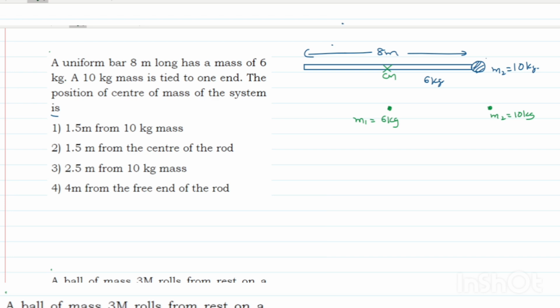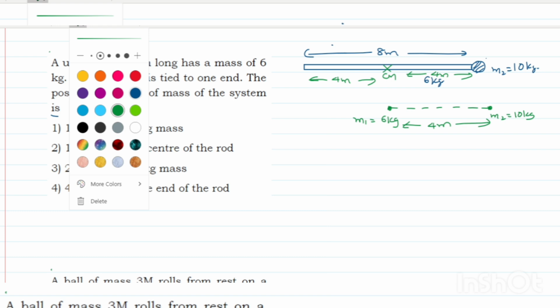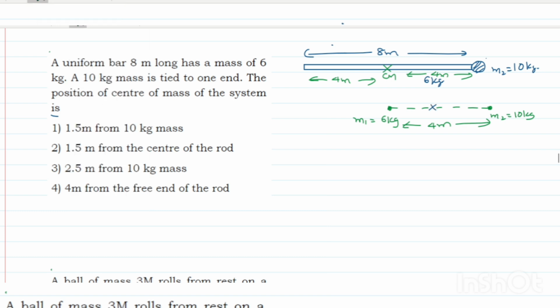Now I would like to calculate the position of the center of mass. These are separated by a distance of 4 meters: from the end to the center of the rod is 4 meters, so the total separation distance is 4 meters. Let us assume the center of mass is located somewhere between those 2 points, with distances R1 and R2.